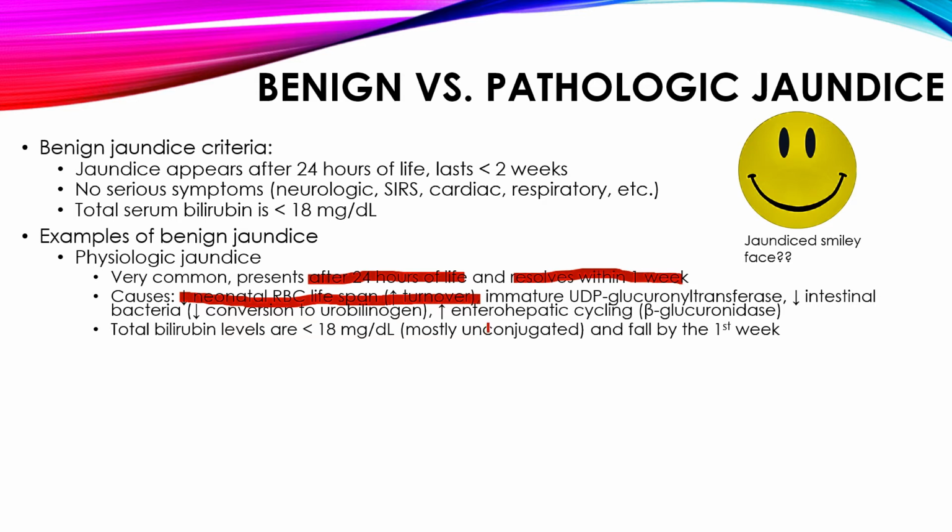Remember, when we are in utero, we have hemoglobin F because of the high affinity for oxygen. All that hemoglobin F needs to be destroyed. And what happens when you destroy hemoglobin? You make unconjugated bilirubin. So that's why you have tons of neonatal breakdown from red blood cells.